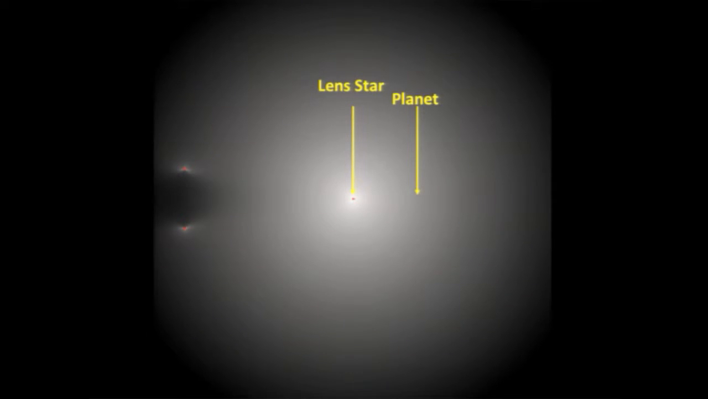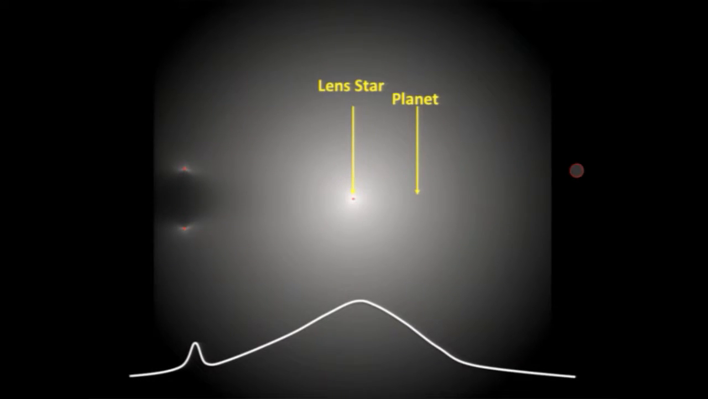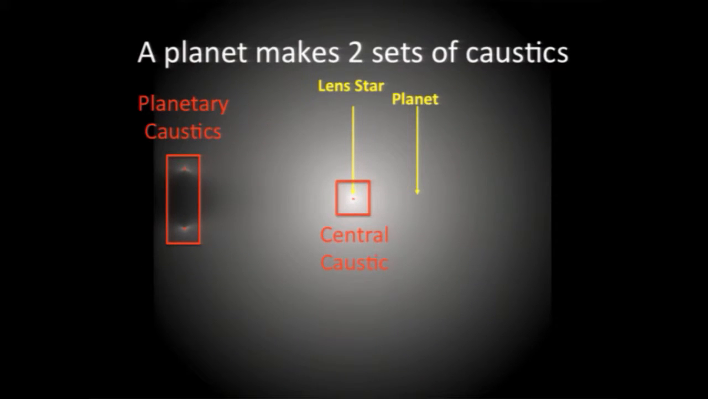Those red areas are the caustics. If the source passes over one of those caustics, you get a perturbation due to the presence of the planet. The caustic structure is really important for understanding microlensing. You get two sets of caustics from a planet. One is the planetary caustics on the left. Those can show up on the left, on the right, closer and farther, and that all depends on the exact location of the planet.